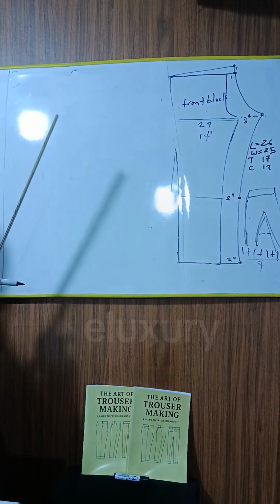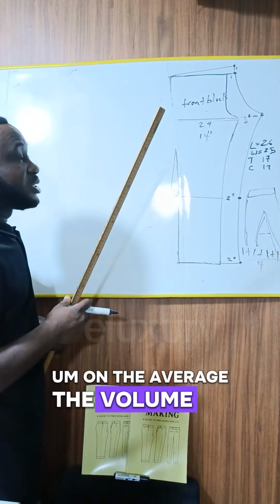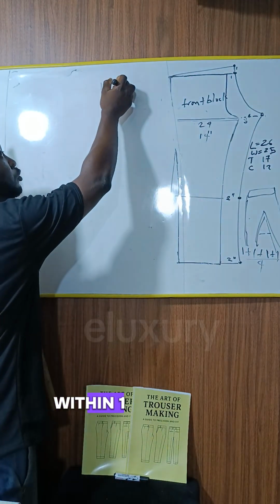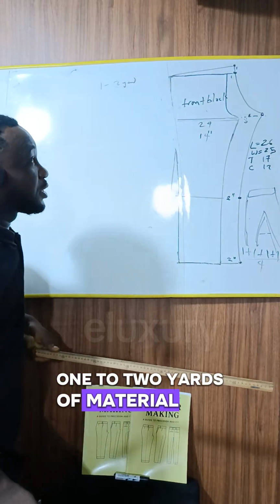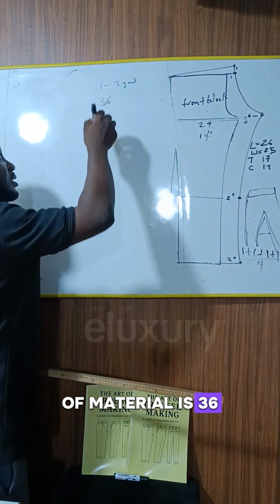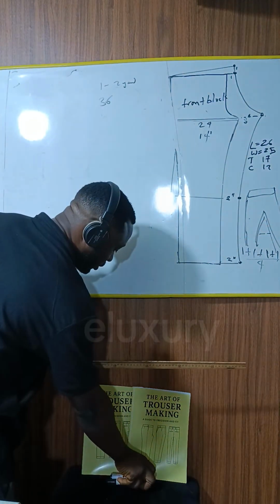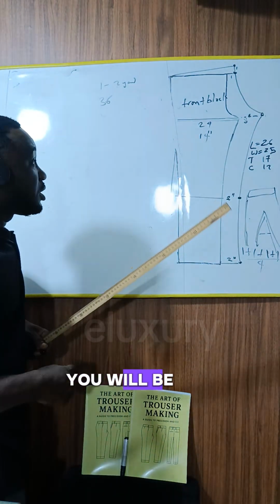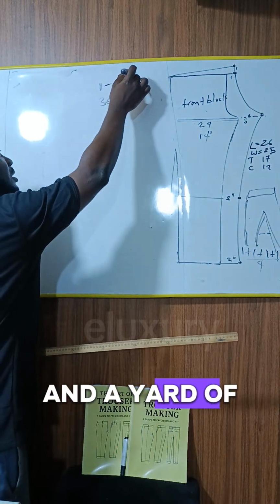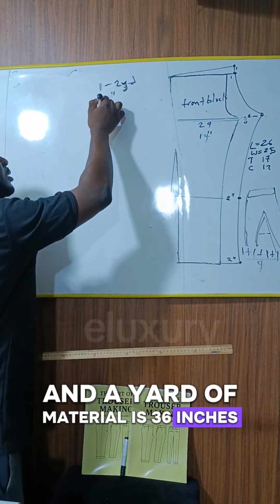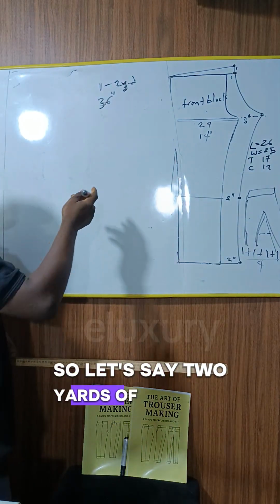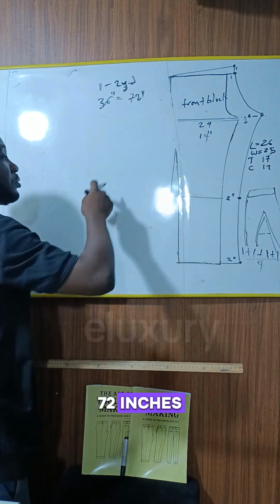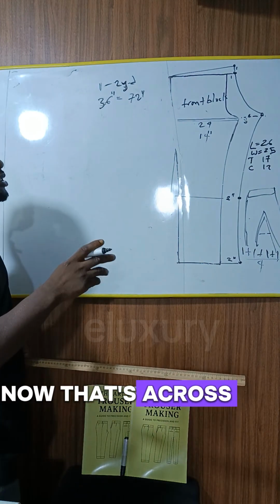On average, the volume of material you will need to make a trouser will be within 1 to 2 yards, and a yard of material is 36 inches. So let's say 2 yards of material will be 72 inches. Now that's across the selvage.